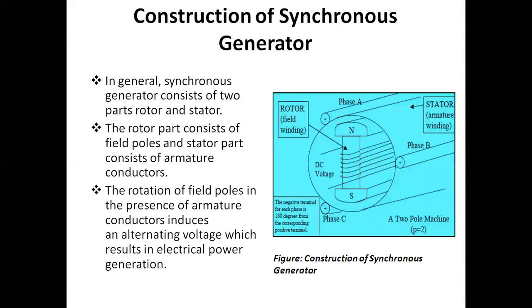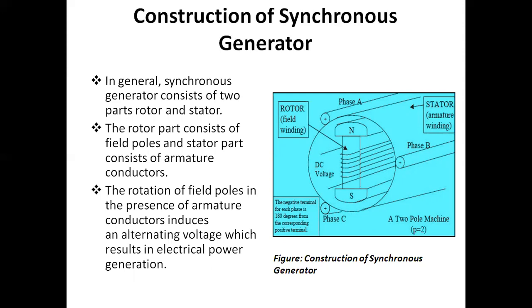So, this is the pictorial view of construction of synchronous generator. In general, a synchronous generator consists of two parts: one is known as the rotating part or rotor, and another is the stationary part called stator. The rotor part consists of field poles and the stator part consists of armature winding or armature conductors.